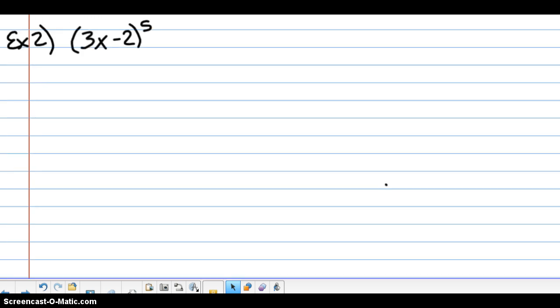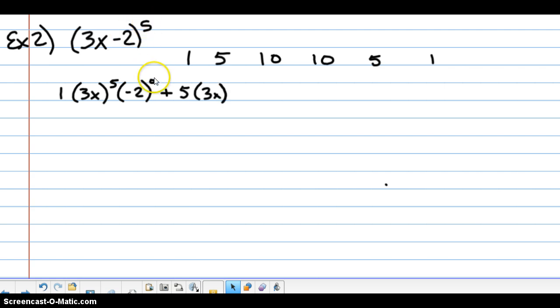That row is 1, 5, 10, 10, 5, 1. This will give us the coefficients to each term. Next, we're going to take our first coefficient times our a to the highest power, our b to the lowest power. Then we'll use our 5 to our a's 1 less power, our b's 1 more power.